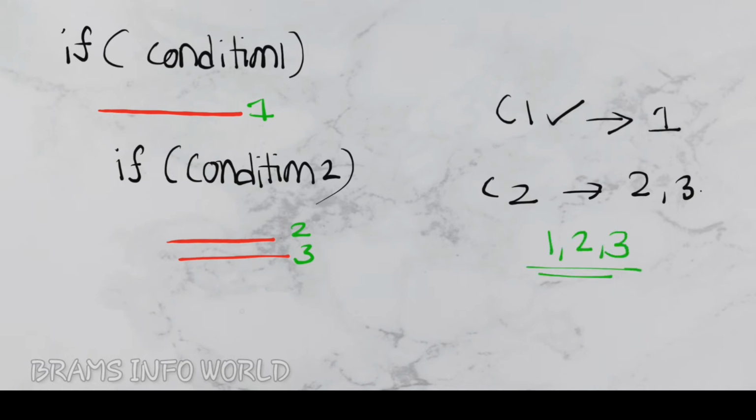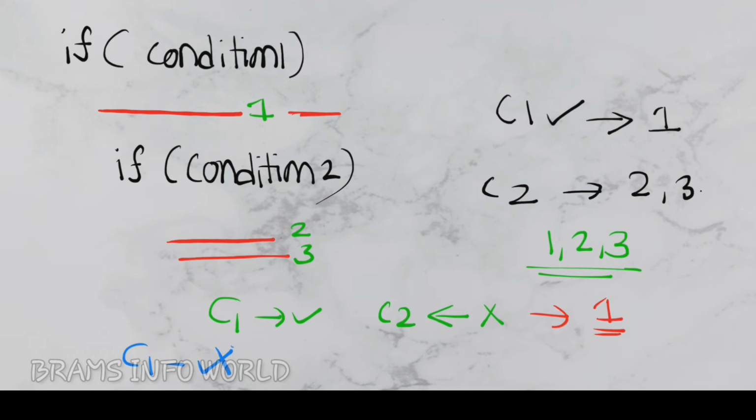For example, if condition 1 is true and condition 2 is false, then only the first statement is executed. Only this is executed and statements 2 and 3 are not executed. There is one more case: if condition 1 is false, then no statements are executed, because the inner one is not reached either. This is the way we execute nested if. Nested if means an if within another if statement. This is one kind of example.